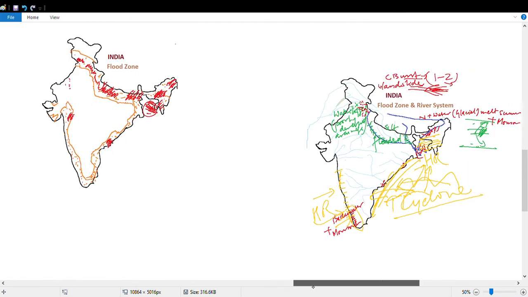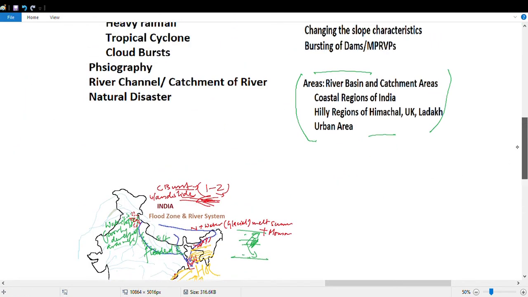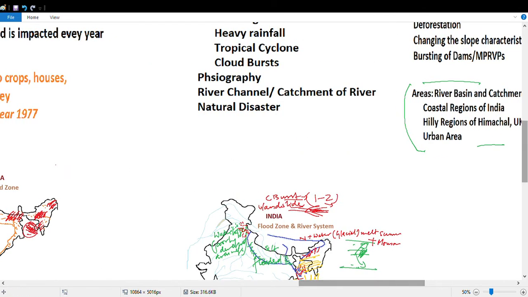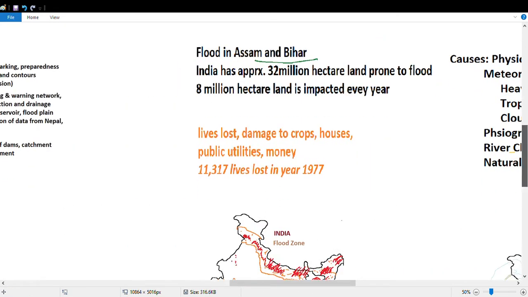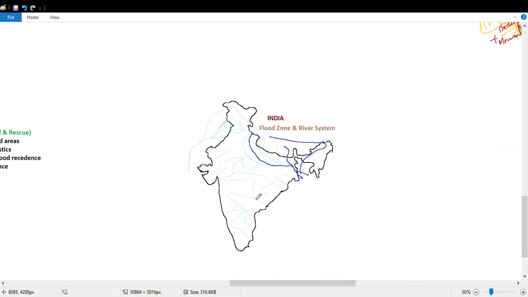Talking about the man-made factors, one is deforestation, then changing the land, then building multi-purpose projects. Man-made reasons are usually two or three. One of the reasons is deforestation.